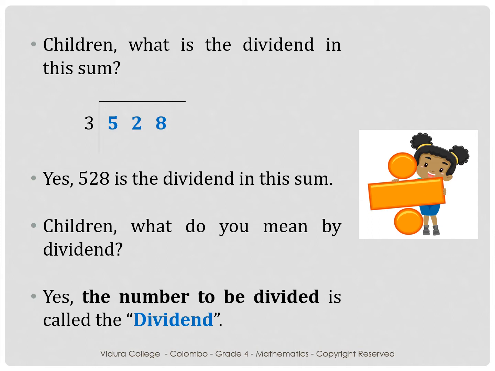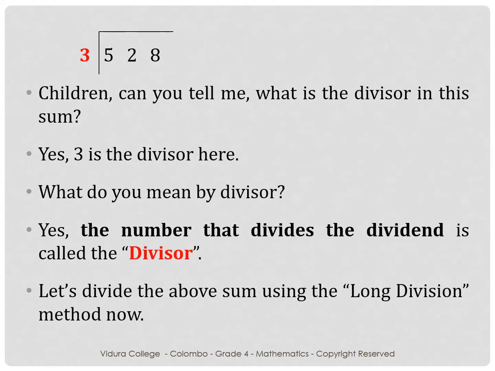Children, first of all, can you tell me what is the dividend in this sum? Yes, 528 is the dividend in this sum. So, children, what do you mean by dividend? Yes, children, the number to be divided is called the dividend. Okay, children, now you know what is the dividend of this sum.